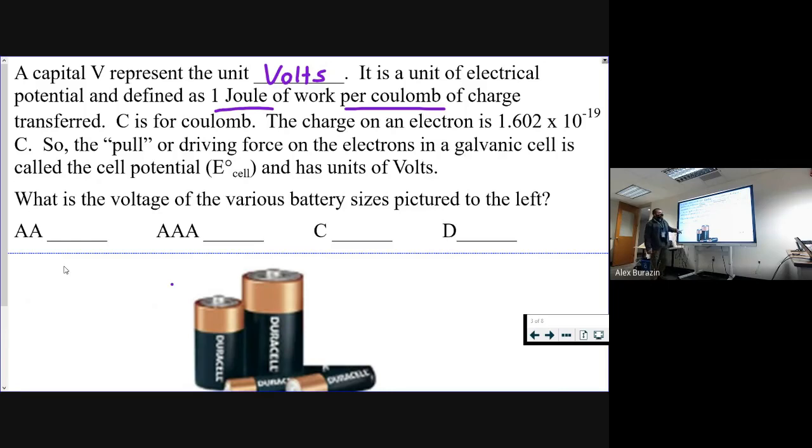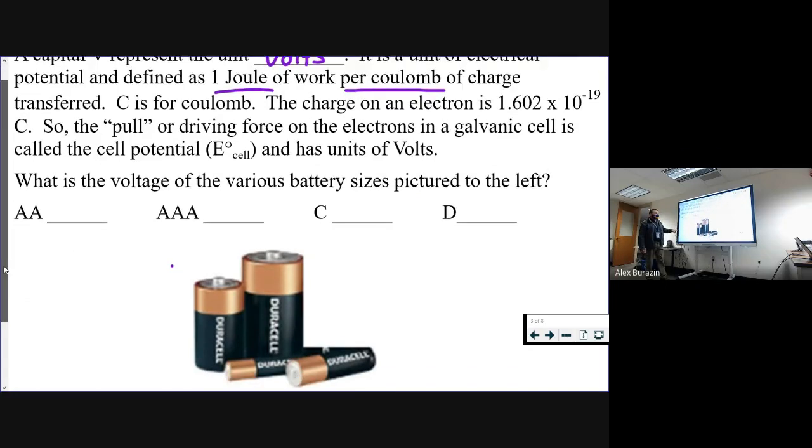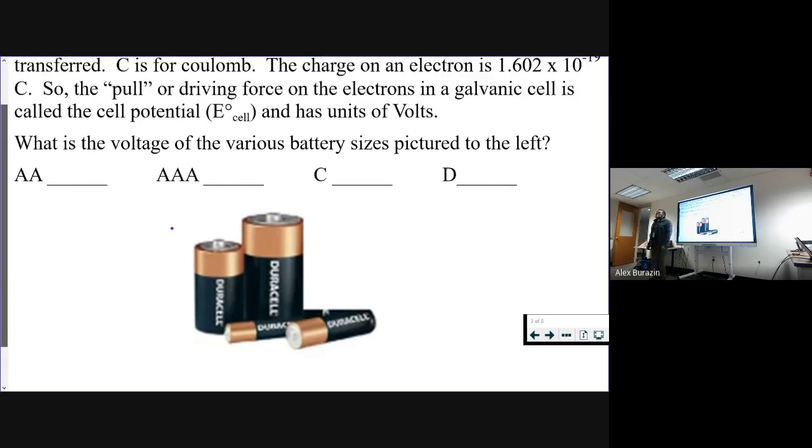So the driving force on electrons in a galvanic cell is called the cell potential, or electromotive force, and has units of volts. What is the voltage of various batteries pictured below, on the left of your page? The batteries you're familiar with most often in your life are AAs, AAAs, Cs, and Ds. But even Cs and Ds you hardly ever see, right? AAs and AAAs are really what you're familiar with. Does anyone know the voltage of those batteries?